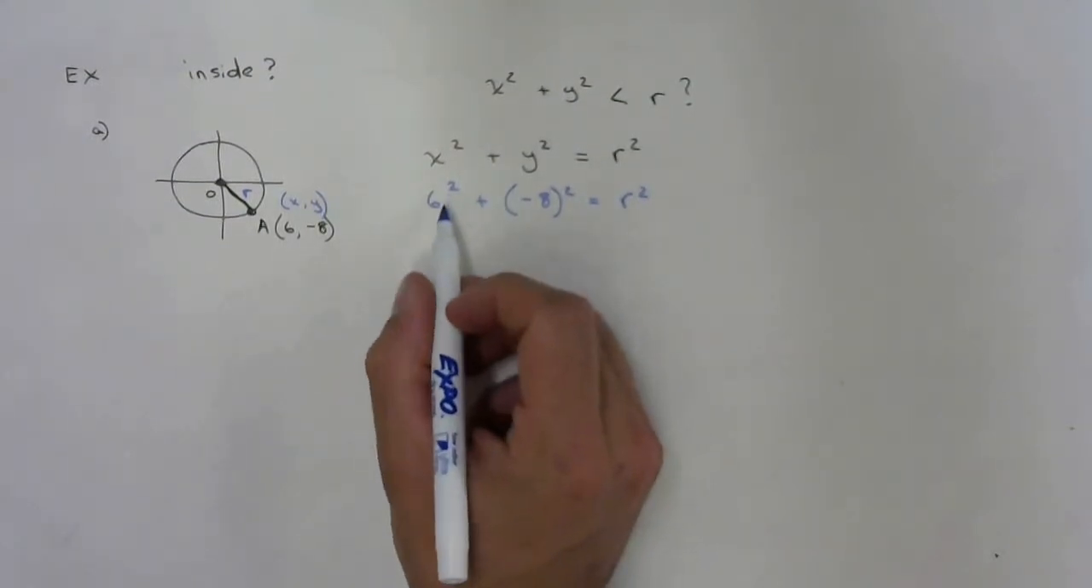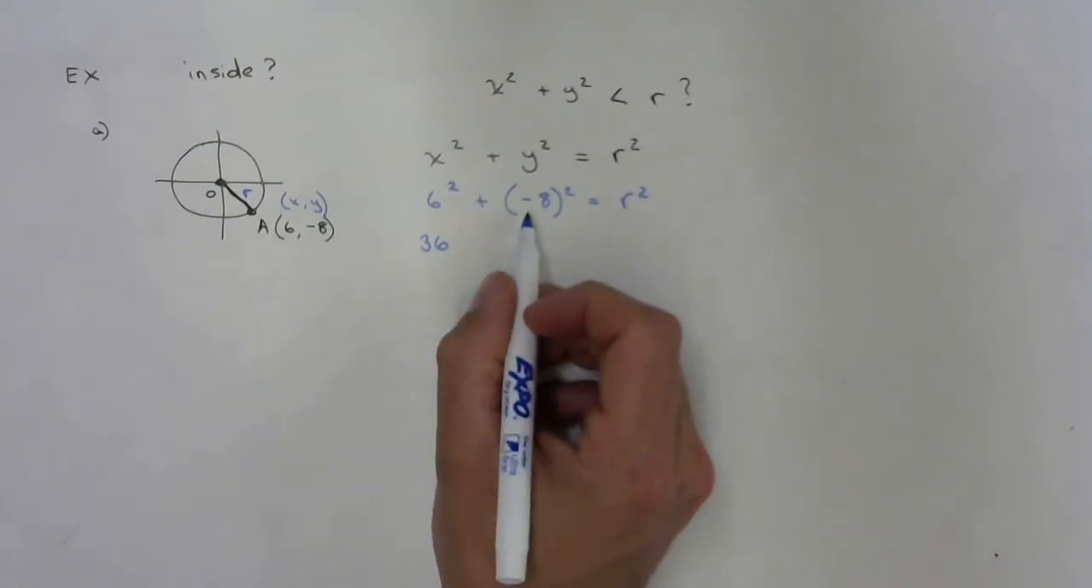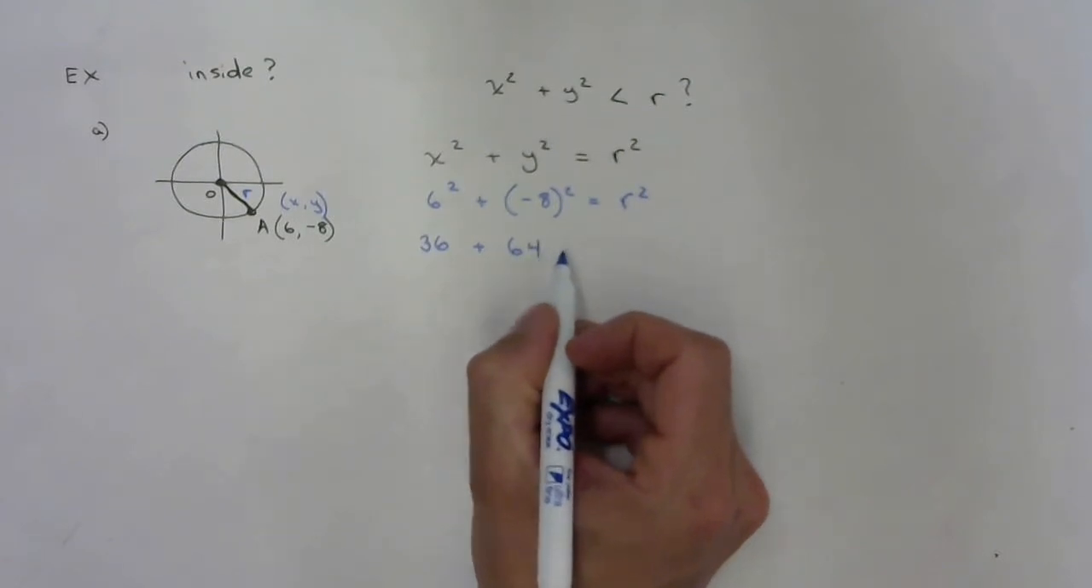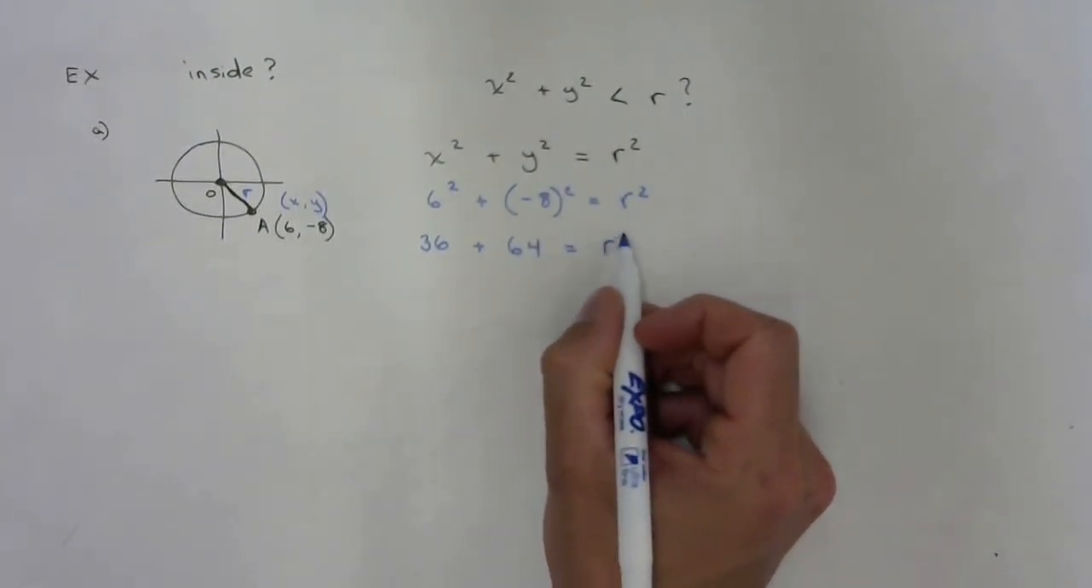All right, 6 squared is 36. 8 squared is 64. 36 plus 64.